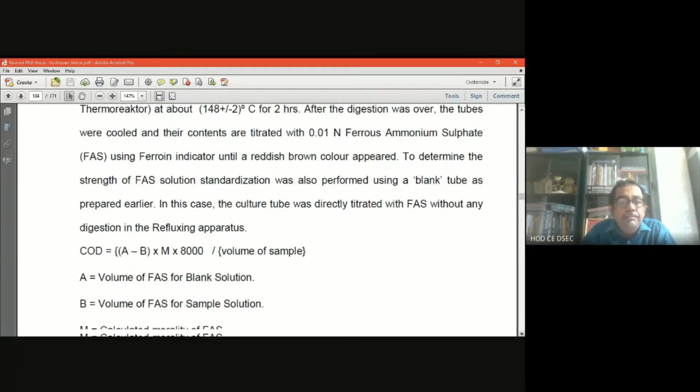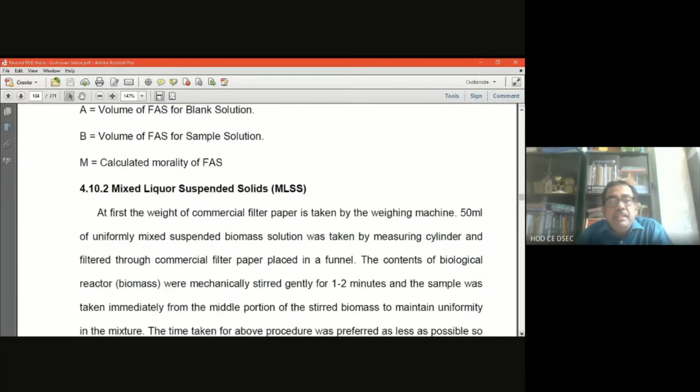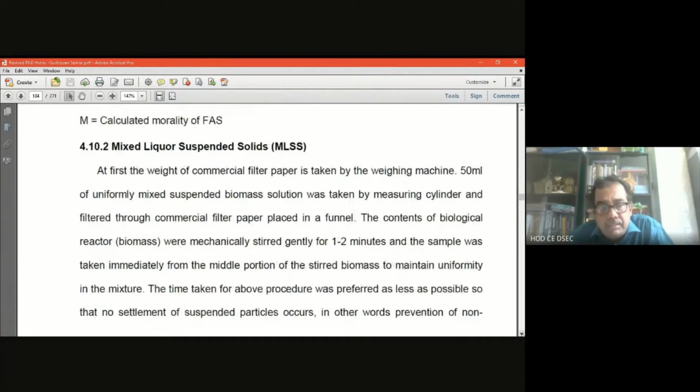Now let me discuss the mixed liquor suspended solids, MLSS. It is very, very important in the biological treatment of wastewater. This parameter is very, very important. What is MLSS? Mixed liquor suspended solids. That means it is a liquor which contains the biomass. So how can it be measured?